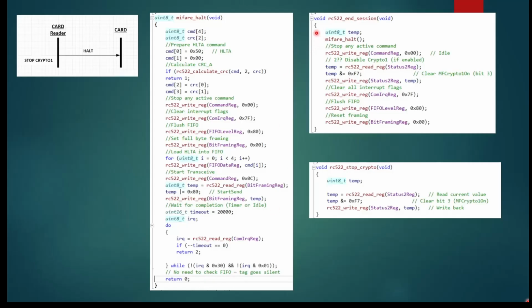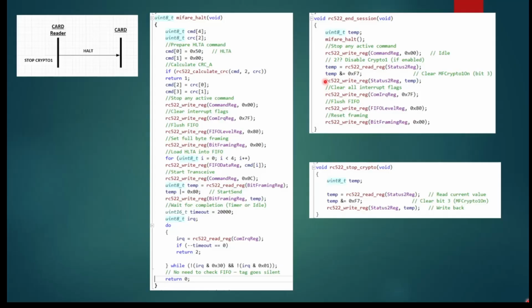Now we have another thing where we're going to call end the session. What we're going to do here is, in addition to sending the halt command, which we're doing right here, we're going to clear the crypto. So let's see how we do that. So we set the halt command first, then we set the system back to idle, and now what we want to do is disable the crypto. So we get the whole status register, and we end it with F70, which clears the crypto.